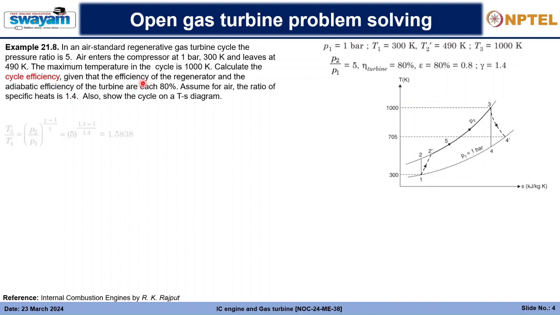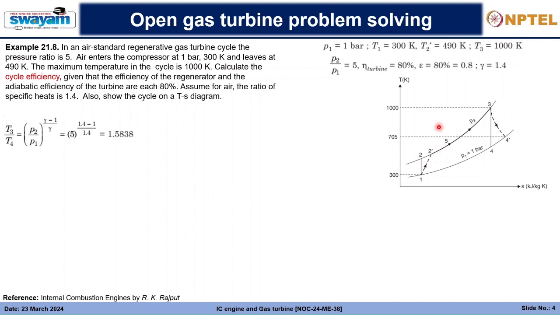Now, let us solve this problem. So how to solve it? First, we will consider the process. We'll have to calculate the cycle efficiency, right? For cycle efficiency, we need the work input to the compressor, the work output from the turbine, and the net heat supplied. If we can get all these three parameters, we can calculate the cycle efficiency.